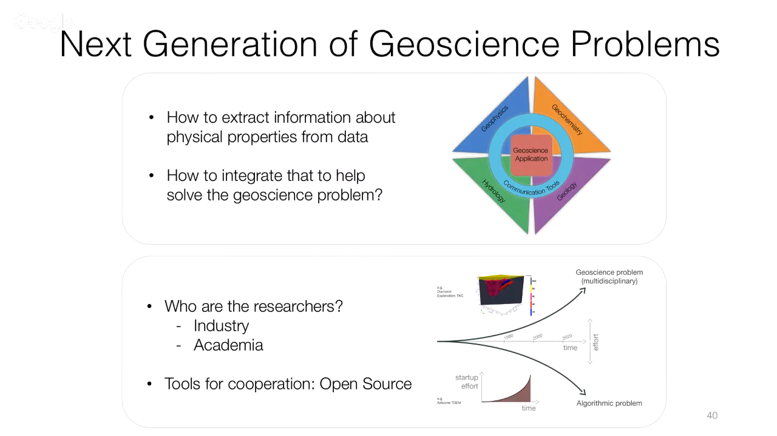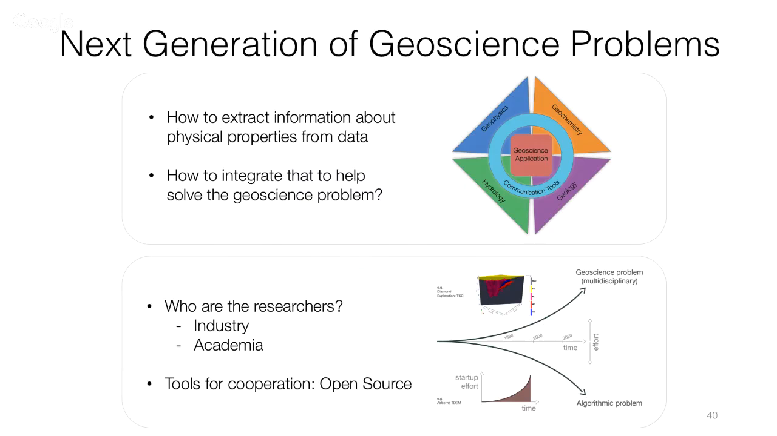So we need to figure out how to extract information about the physical properties and then how to integrate that into the geoscience problem. Then there's the question: who's going to do this? Who are the researchers? Are they in industry? The one thing about industry is that they at least know the problems they're trying to contend with, and they have data, but often it isn't practical for them to do particular research or share it. Then there's academia, but again there are challenges there. So who are the researchers that are going to do it, and what are the tools?